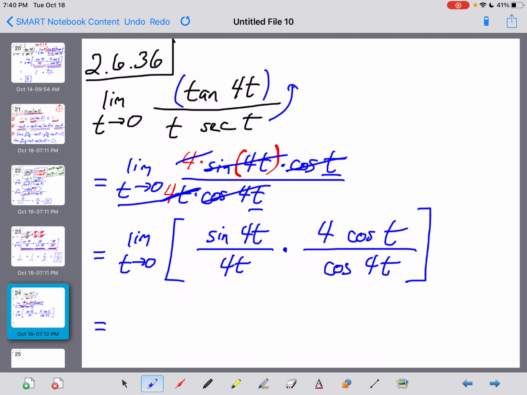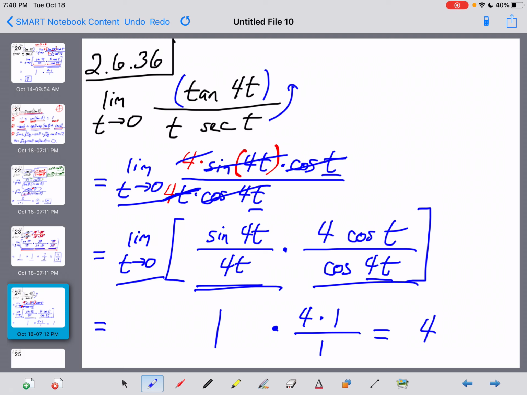Now I think we'll go ahead and do the product law for limits. Okay, so the limit of this product is equal to the product of the two individual limits. So a limit as t approaches 0 of sine of any angle over itself is always equal to 1. And on this second one right here, we end up with a 4 times the cosine of 0, which is 1. So there's your numerator. And in the denominator, 4 times 0 is 0, and the cosine of 0 is 1 as well. So it looks like we end up with 1 times 4, which should give us our answer here for number 36 of 4.